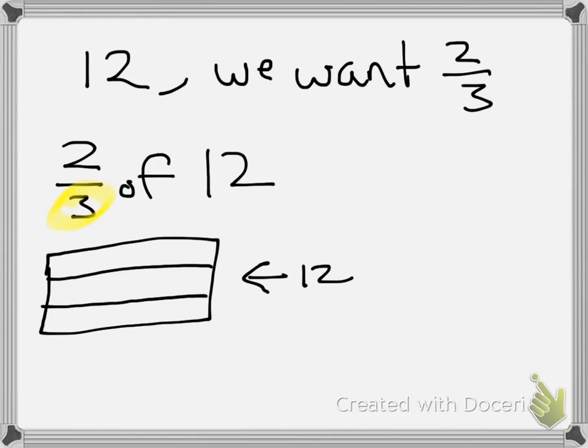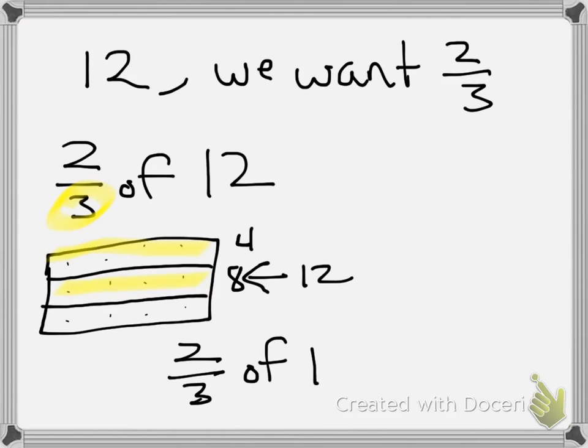And now I'm going to put 12 in there. So I have 1, 2, 3, 4, 5, 6, 7, 8, 9, 10, 11, 12. I spread my 12 pieces out evenly among the 3 pieces, and it looks like I have 4 in each piece. So now if I want 2/3, I want the first piece, and I want the second piece, and I have 2/3. Well, how many is in 2/3? I have 4 and then 8. So 2/3 of 12 equals 8.